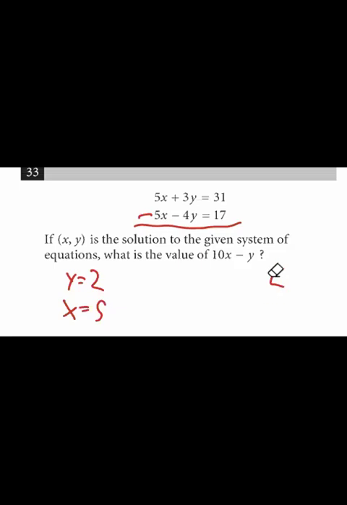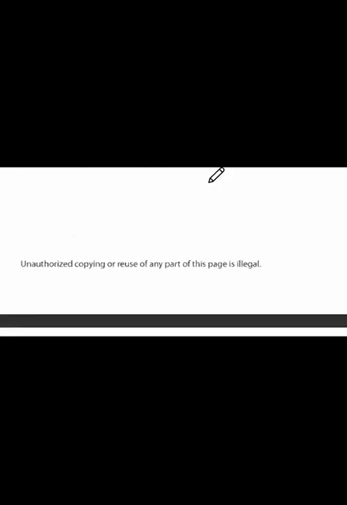And then what's the value of 10x minus y? 10x is 50, minus y is 2. So 48 is the answer. And obviously, you could have also plotted this and found the intersection point for x and y. Could have done that as well. Anyway, question 34.